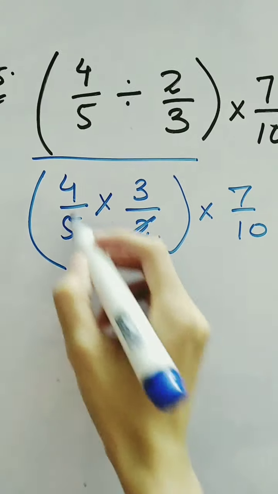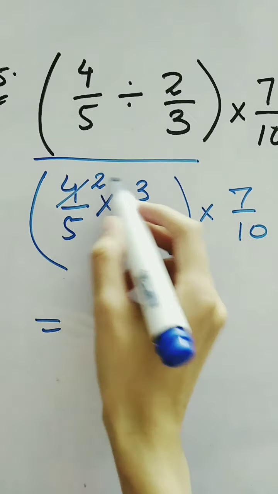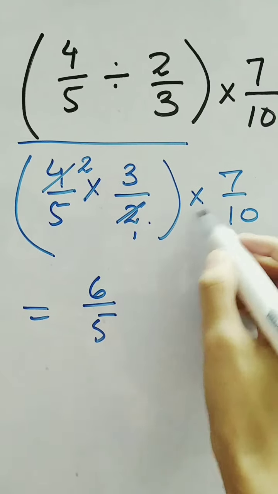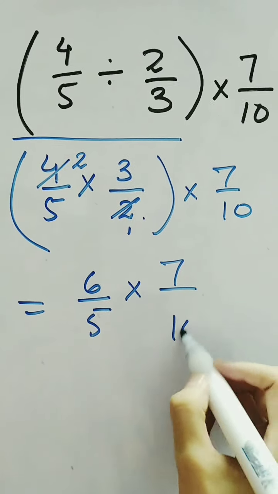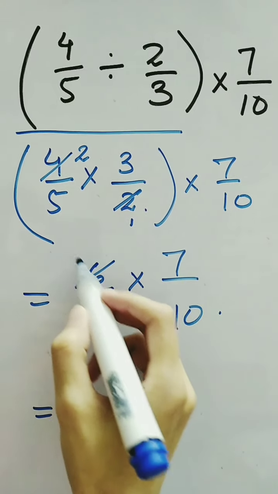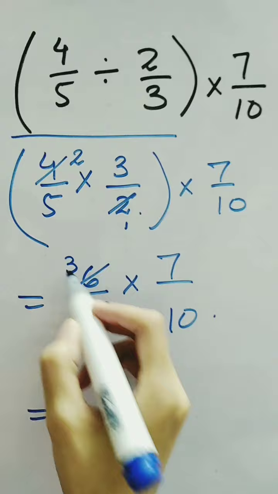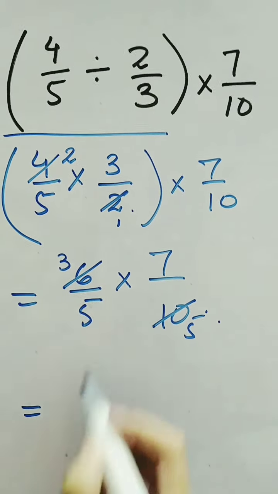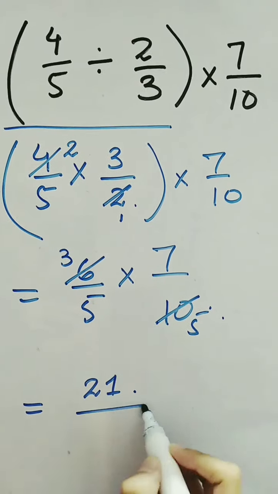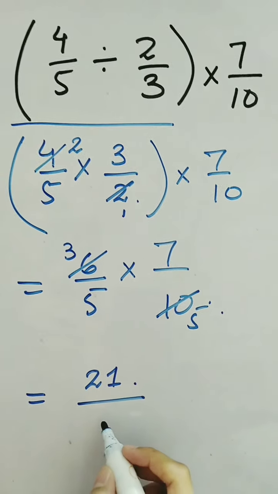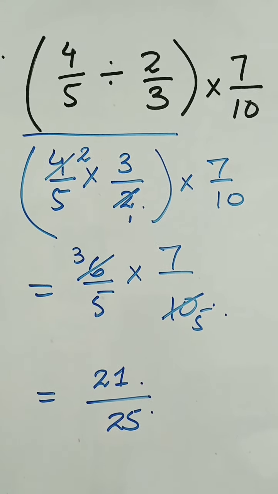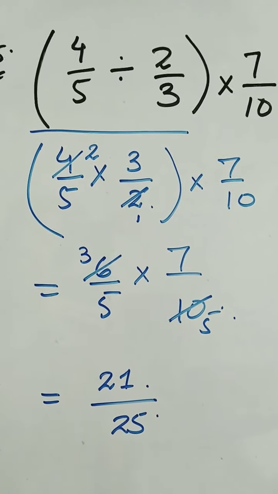Here 2 is going to cancel out with the 4, and we have 2 into 3 is 6 over 5 into 1 is 5, and this is going to multiply with 7 over 10. This can be further cancelled out, as we know that 2 into 3 is 6 and 2 into 5 is 10. So here 3 is going to multiply with 7 and it becomes 21, and 5 is going to multiply with 5 and it is 25. Now this is our answer of the given fraction.